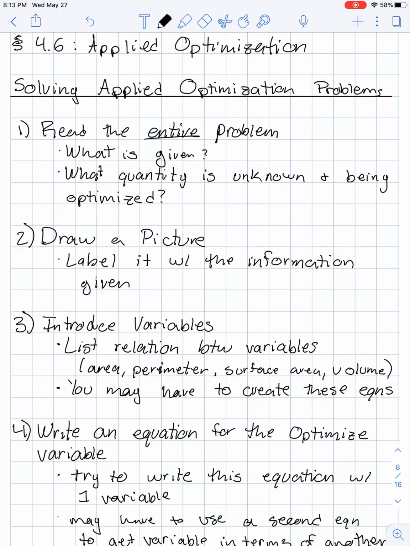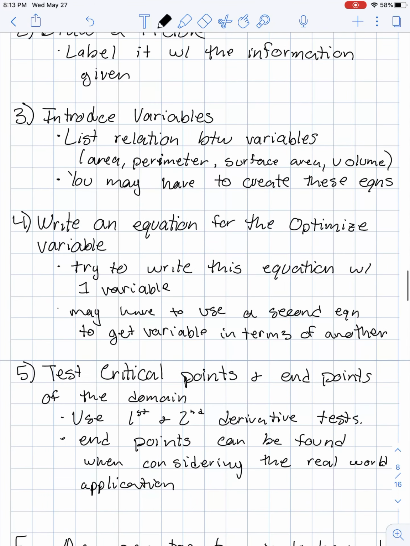All right. So 3, we're going to introduce variables. So we're going to list the relation between variables, right? I know some areas, I know perimeters, surface areas, volume. I know those. Sometimes I'm also given that something is twice as expensive as something else, or 3 times as expensive as something else, right? You might sometimes have to create these equations. I'm getting out of breath, I'm so excited. So 4, we're going to write an equation for the optimized variable.